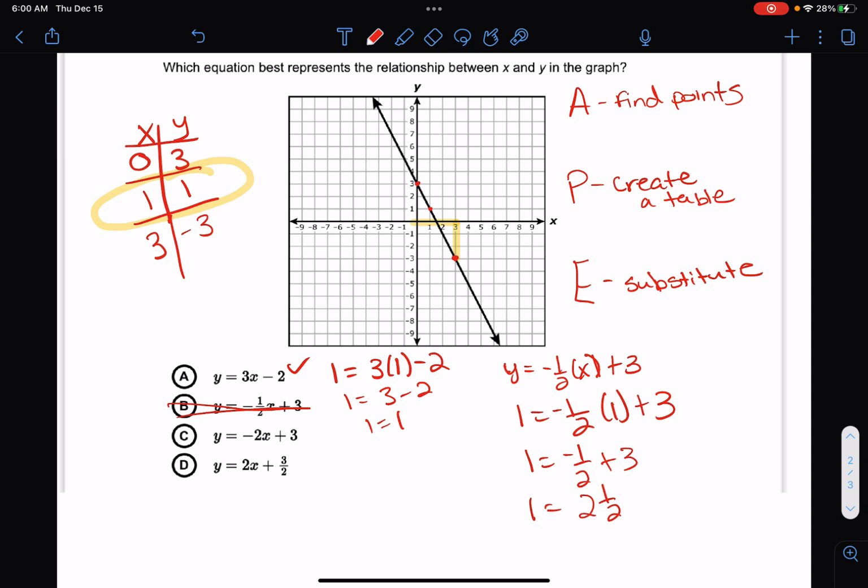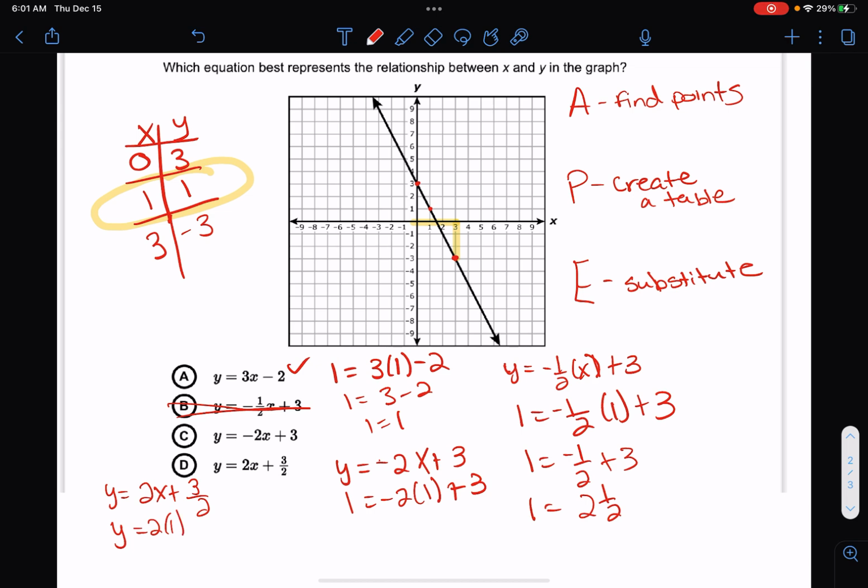So you would go through and check the other two to see if they would work. You would have y equals a negative 2x plus 3. You would substitute 1 for the y and 1 for the x, because remember we're using that set of numbers, plus 3. And then you would also do the same thing with D, y equals 2x plus 3 halves. You have to see if they give you the correct answer.